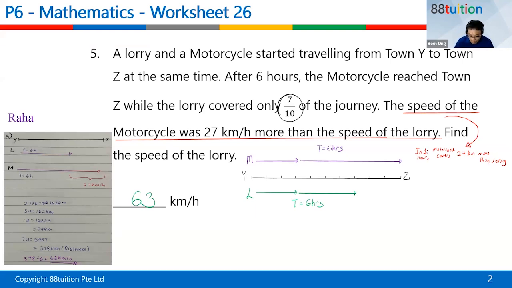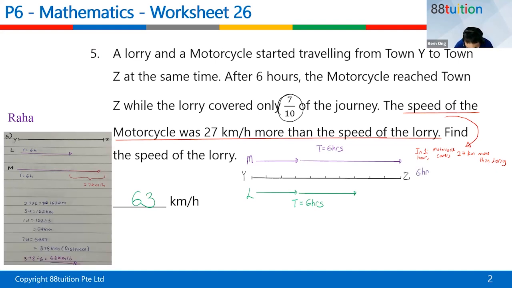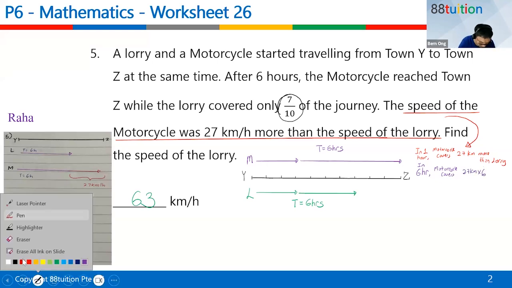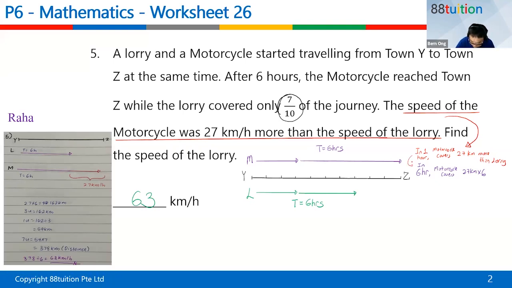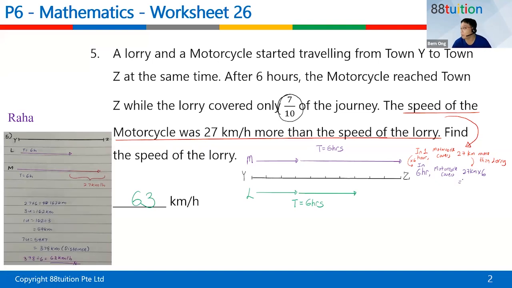That's the meaning. Oh, but what happened? Is it only 1 hour? No. 6 hours pass. So the motorcycle covers 27 km times 6, because from here to here, it's a multiplication of 6. Down here also must multiply 6, right? Can you see or not? So 27 times 6 will give you an answer of 162 km more than the lorry.